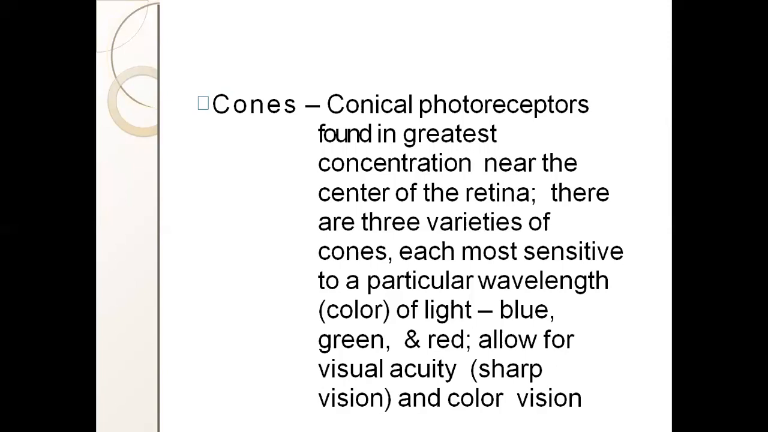So if the cones are damaged, at that time we will not be able to find out the colors. Then they allow for visual acuity, meaning in 6 by 6 vision we will be able to see what is written in any area, and we will see whether the vision is sharp or not. So if the cones are proper, at that time it will allow for normal visual acuity and color vision. So it also provides the color vision.